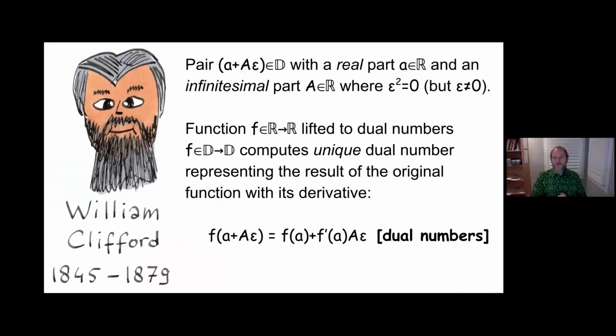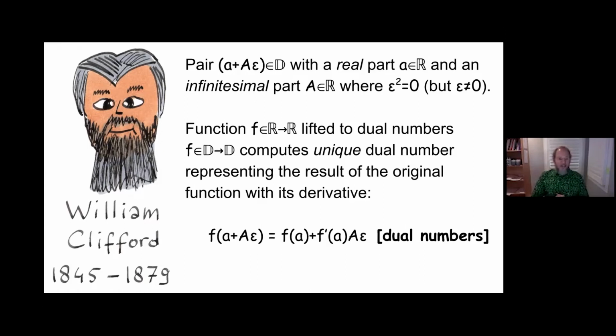So what we're going to do is look at dual numbers, and dual numbers are pairs of real numbers, which have a real part and an infinitesimal part, where epsilon squared equals 0. So that's the infinitesimal part, that's a nilpotent infinitesimal. Think of these things as very similar to complex numbers, a plus bi, where i squared equals -1, and here we have a plus a epsilon, where epsilon squared equals 0.